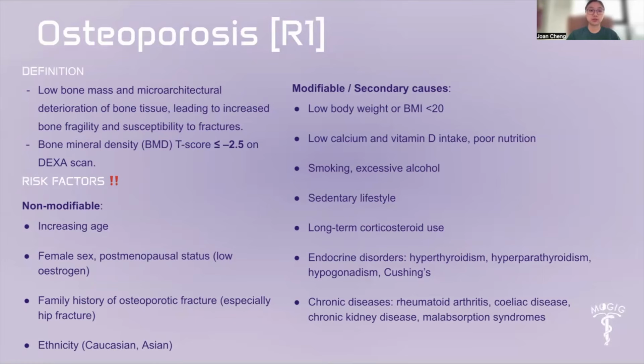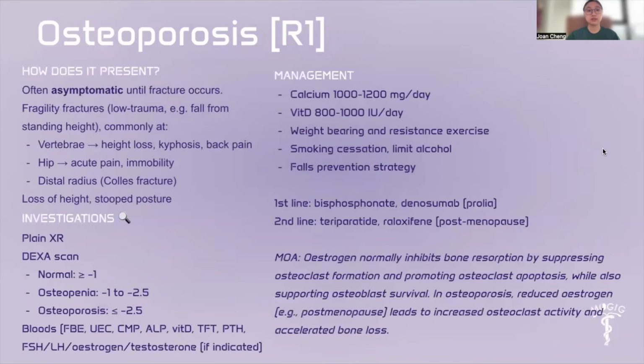Some risk factors include increasing age, female sex, postmenopausal status, family history of osteoporotic fractures, ethnicity, lower body weight or low BMI, low calcium and vitamin D intake, smoking, excessive alcohol, sedentary lifestyle, long-term corticosteroid use, and some endocrine disorders and chronic diseases. It often presents asymptomatic until a fracture occurs, and that will be your fragility fractures.